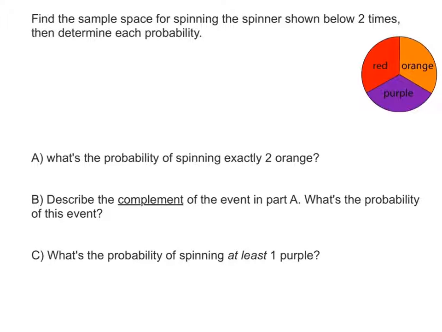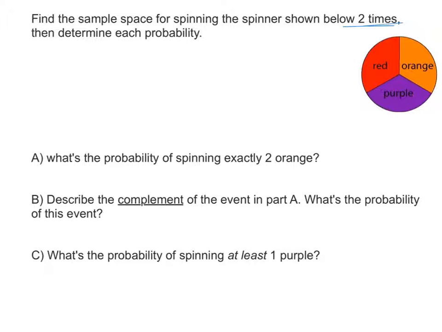So this video is just going to show you how to construct a sample space and then how to answer some questions based off of that sample space. So they show you this spinner here that has 3 sections, and they want you to make a sample space for spinning it 2 times. So that means that you spun it once and then you just spun it again, and we're recording all of those 2 sets of outcomes.